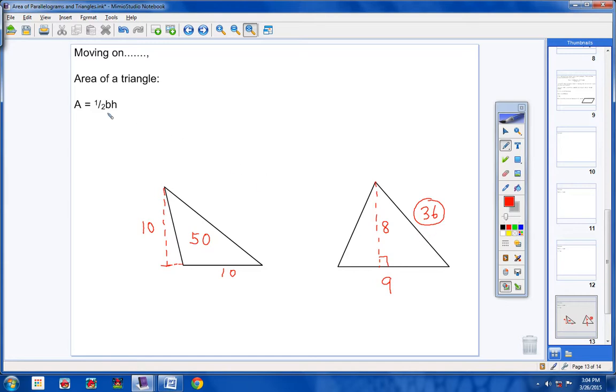So that's how you use this formula. I hope you understand that. It's really, really simple to find the area of a triangle. Of course, you should know from middle school, area of a triangle is the space that is on the inside of a flat surface, okay? And so that would be the area of the triangle, 36.